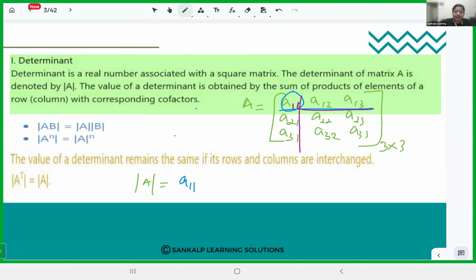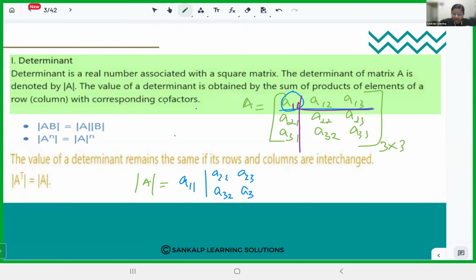And what about the remaining elements? That is known as the minor of that particular element. You can see here, this portion is known as the minor of that element. What do you mean by this minor? Minor is nothing but the determinant value. So minor A22, A23, A32, A33.